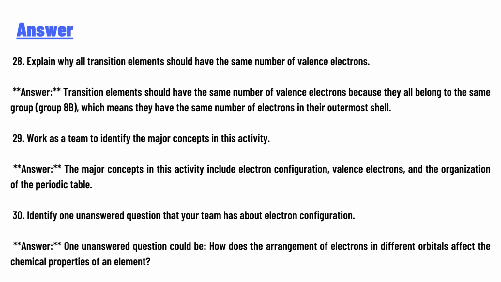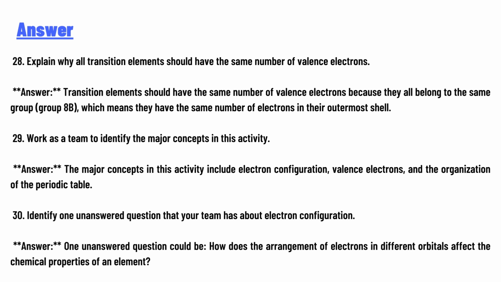29. Work as a team to identify the major concepts in this activity. Answer: the major concepts in this activity include electron configuration, valence electrons, and the organization of the periodic table. 30. Identify one unanswered question that your team has about electron configuration. Answer: one unanswered question could be, how does the arrangement of electrons in different orbitals affect the chemical properties of an element?